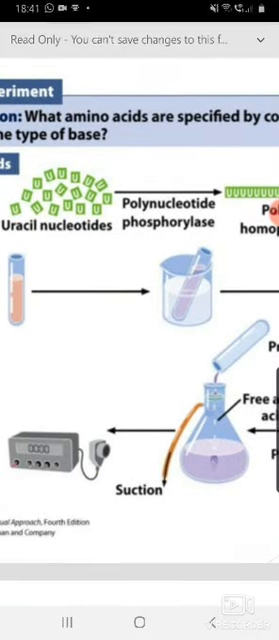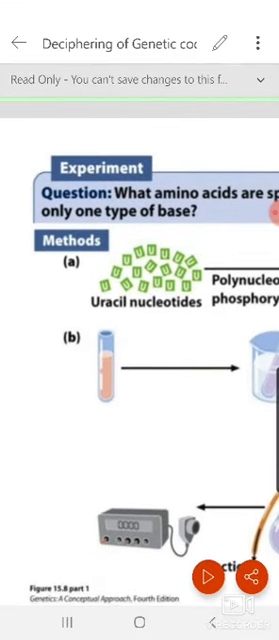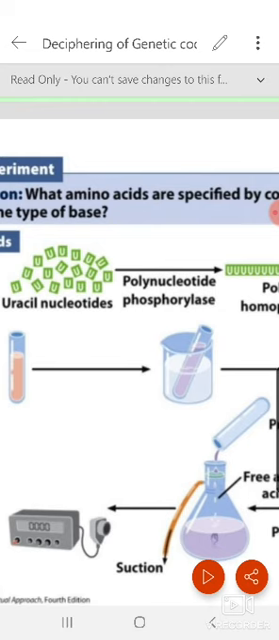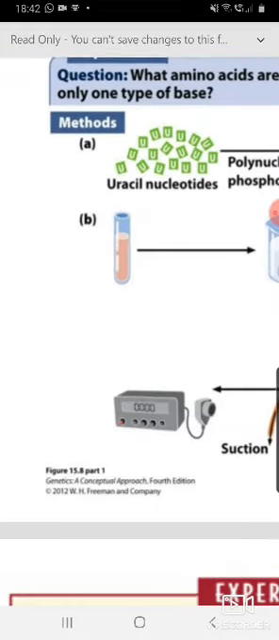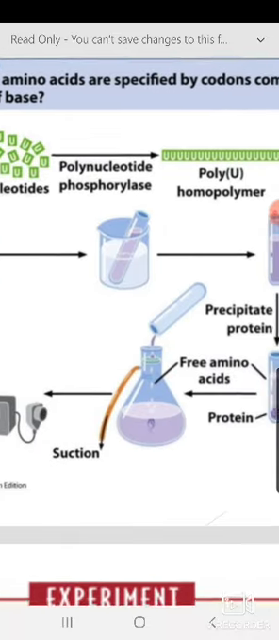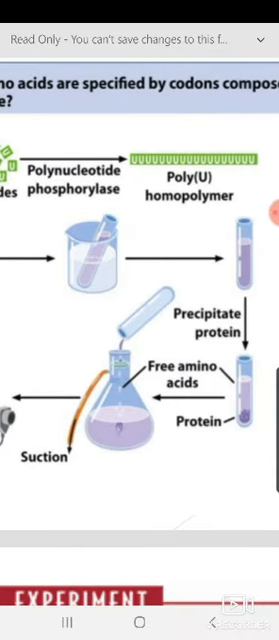Now see what they have done. They used UUU, uracil nucleotide, and polynucleotide phosphorylase. What they synthesized is this kind of poly-U homopolymer. Like this, you should imagine 20 tubes. In one tube, one amino acid is radiolabeled. Let's assume here it is phenylalanine. All 19 other amino acids are cold. Now we incubate this with the cell extract, the cell-free system.